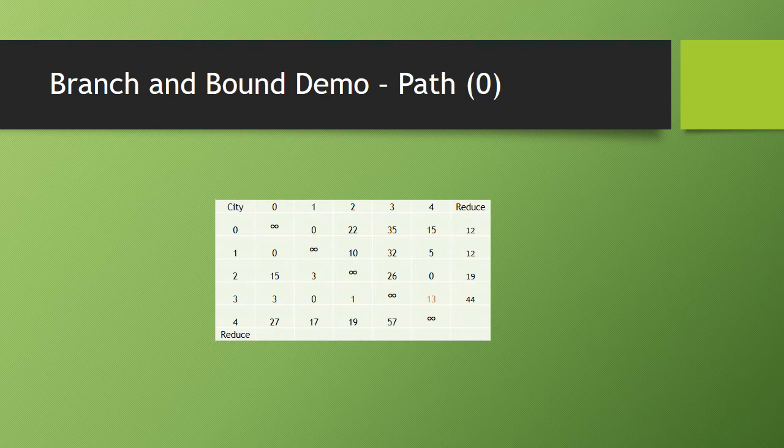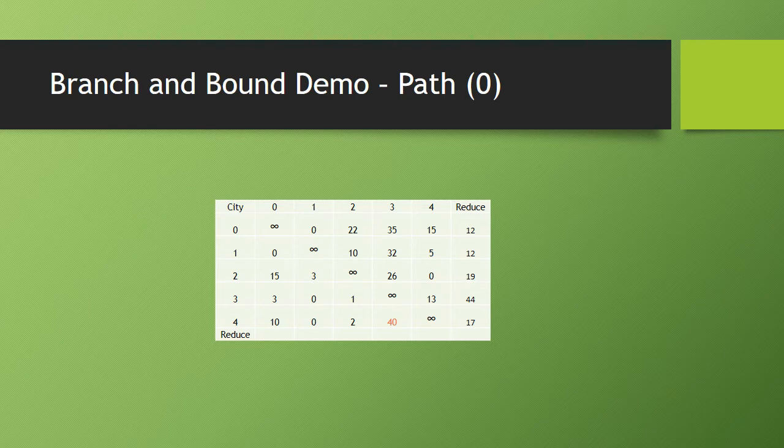Moving on to row 4, again, no 0, so we must reduce. Our minimum is 17. 27 minus 17 leaves us with 10. 17 minus 17 is 0. 19 minus 17 is 2. 57 minus 17 is 40. And then we are done with our rows. So now we move on to reducing our columns.